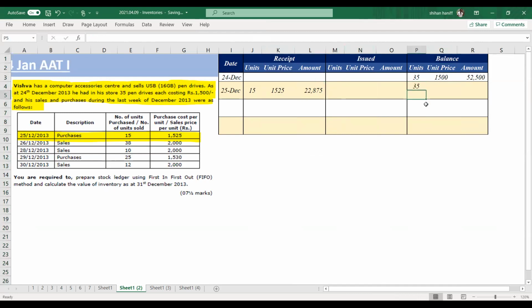So at the end, there are two types of stocks. One, 35 units purchased at 1,500, and 15 units purchased at 1,525. So total amount 52,500 plus 22,875. The total is 75,375.